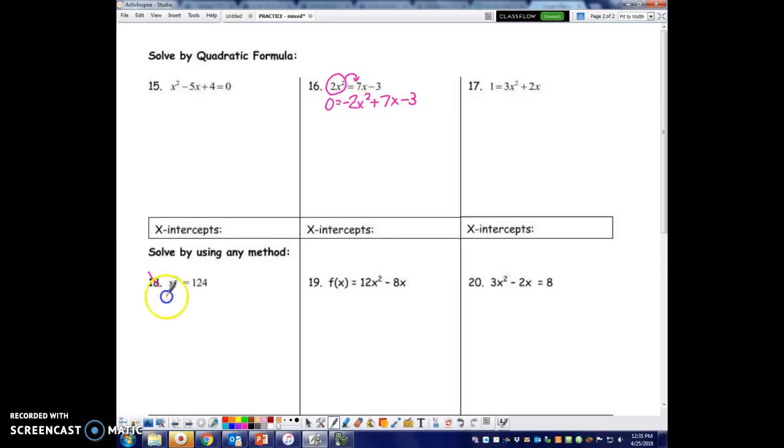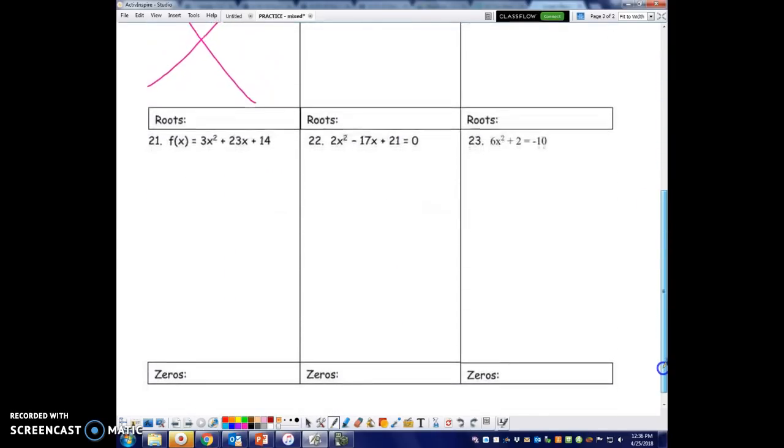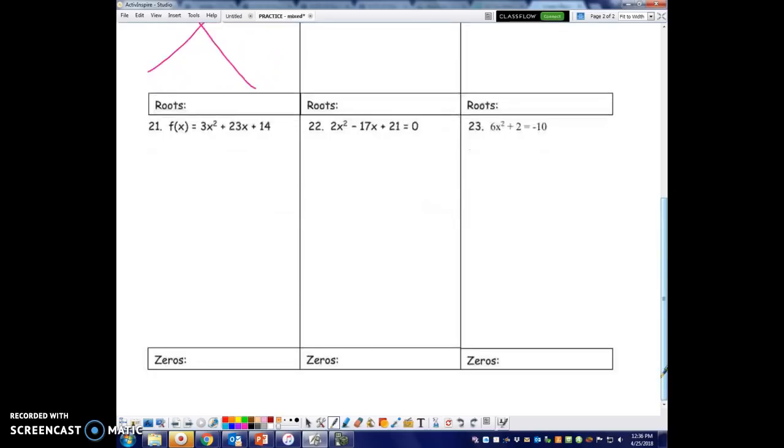Then number 18, you don't have to do that one. Okay, I didn't like that one. But number 19, again, you'll do the same thing. It's important for you to remember f of x is the same as what? It's the same as y. So it's the same as saying y equals. And remember that forever. Okay, and then number 21, same deal. Type this in. See where it crosses through the x-axis.